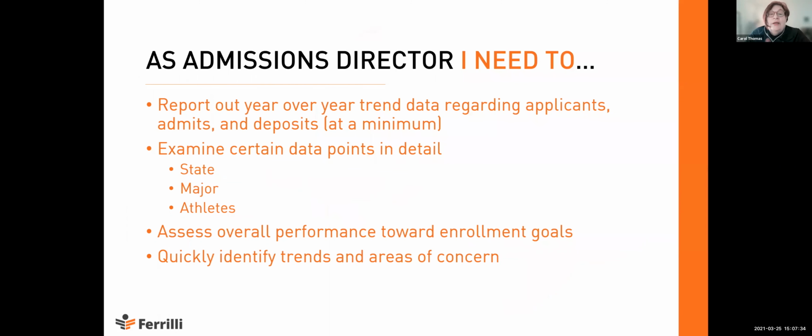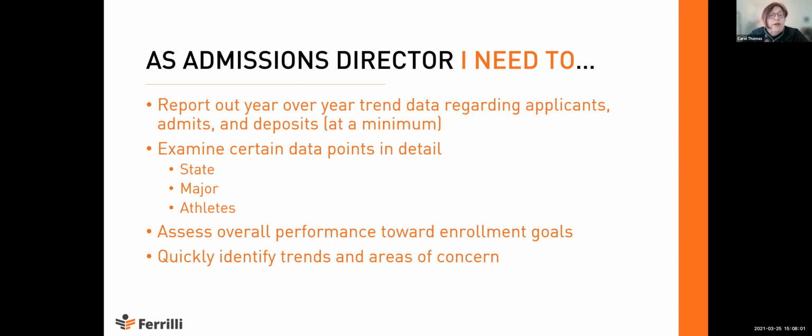So really, I want to describe a little bit about what I've seen in my career and experience as a consultant as the problem. As an admissions director or as an admissions leader, I need to report out year-over-year trend data regarding applicants, admits, and deposits, shorthand for people who've committed to coming to the institution. At a minimum, I need to be able to look at that in aggregate, and I need to be able to also examine that in great detail, with some data points being more relevant to some institutions than others.